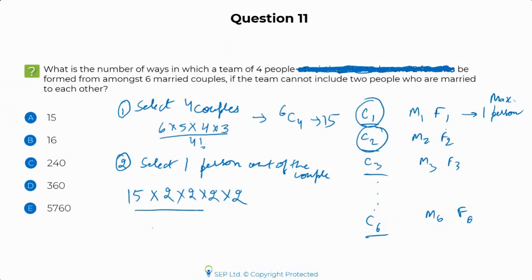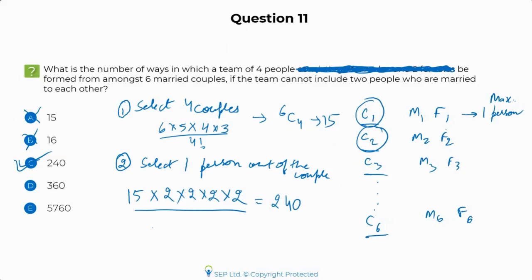So the answer here is 15 multiplied by 16, which comes out to be 240. Okay. So C indeed is the correct answer. Those of you who marked C considered both things. You selected 4 couples and you also selected one person out of those couples. Those of you who marked A did not do step 2. Those of you who marked B did not do step 1.